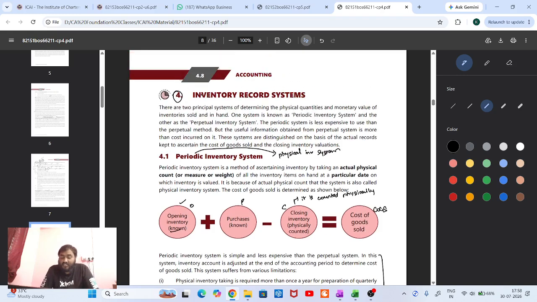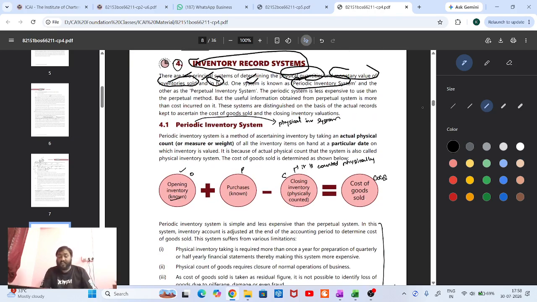There are two systems, inventory record systems. What do you mean by inventory record system? Let's read this. There are two systems in determining physical quantities and monetary value of inventories sold and in hand. Physical quantities and monetary value. One system is called periodic inventory system. Let's get to system number one. What is periodic inventory system?